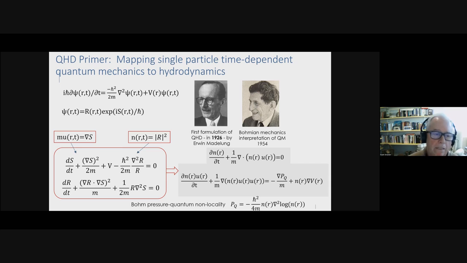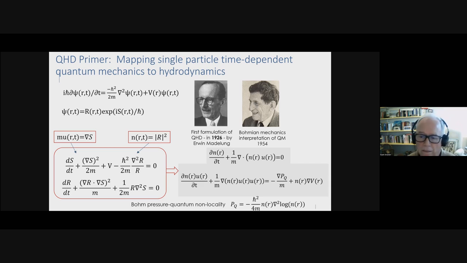But if you take that and you identify the gradient of the phase factor with a momentum field, and then the absolute square of the amplitude with a number density, you get a set of equations that look just like a set of hydrodynamic equations. And so you have your advection terms, you have a continuity equation, you have a momentum equation, you have something that looks like a gradient of a pressure, and you have something that looks like a gradient of an external potential.